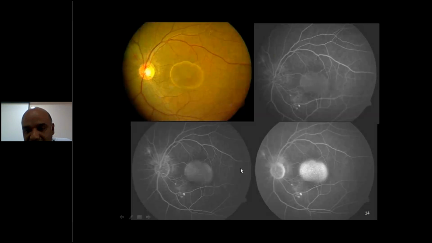So if you see a blister-like lesion in this particular area, then you have to suspect a PED, pigment epithelium detachment. Why is this pigment epithelium detachment occurring? Because the pigment epithelium has become atrophied, and new blood vessels have grown below the pigment epithelium.